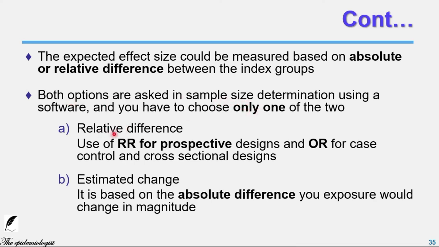The two options are: A, the relative difference, which uses the relative risk for prospective designs, and the odds ratio for case control and cross-sectional designs. And B, the estimated change based on the absolute difference in your exposure that would change in magnitude. Both options are asked in sample size determination using software, and you have to choose only one of the two.